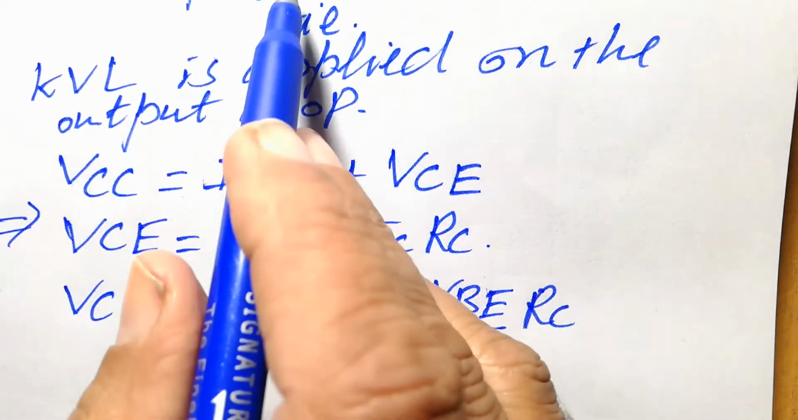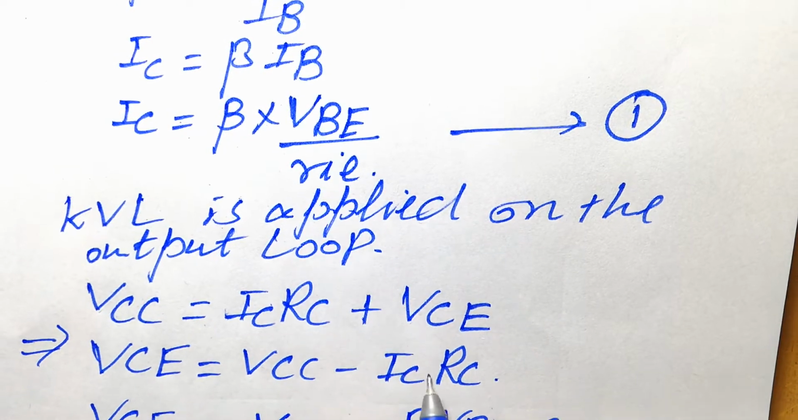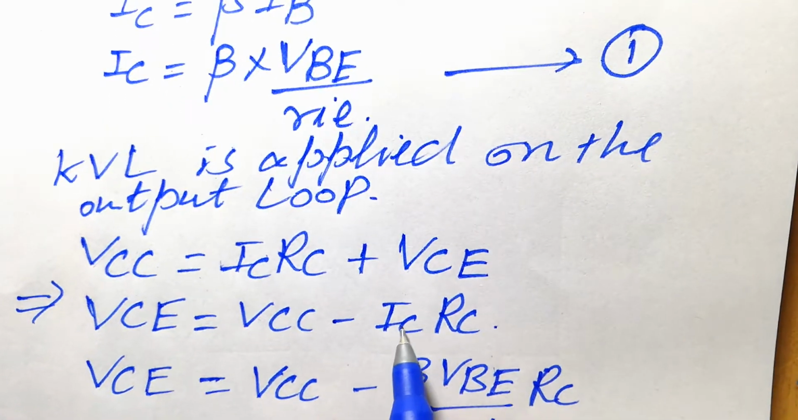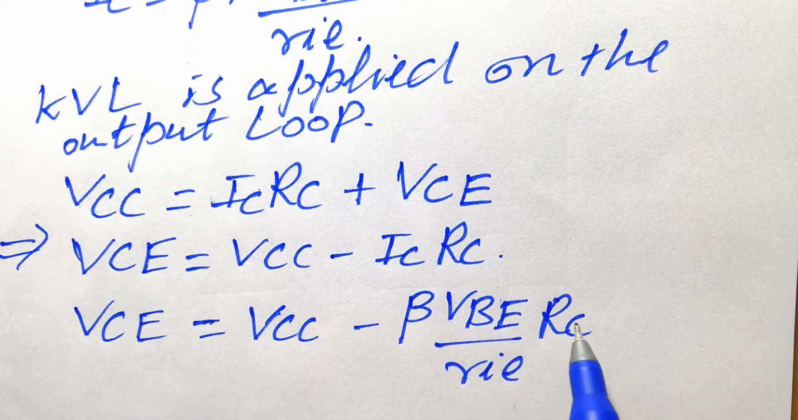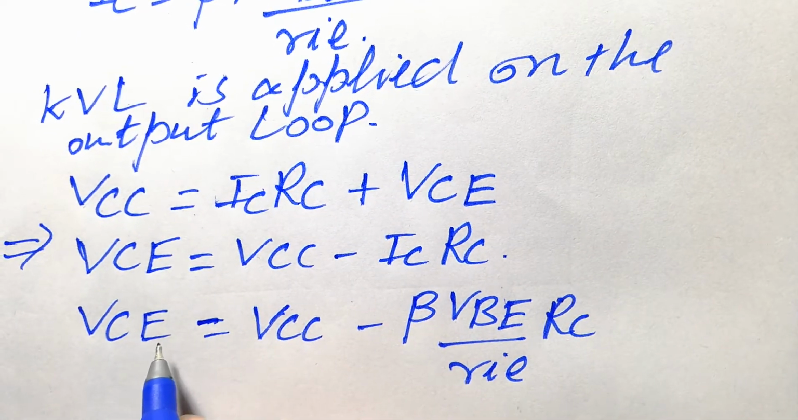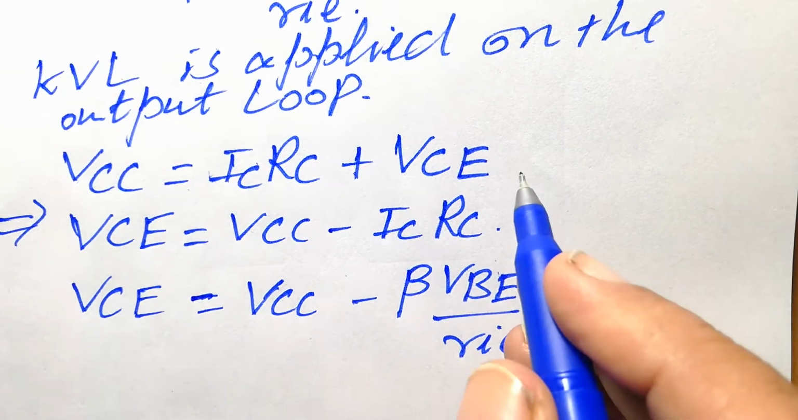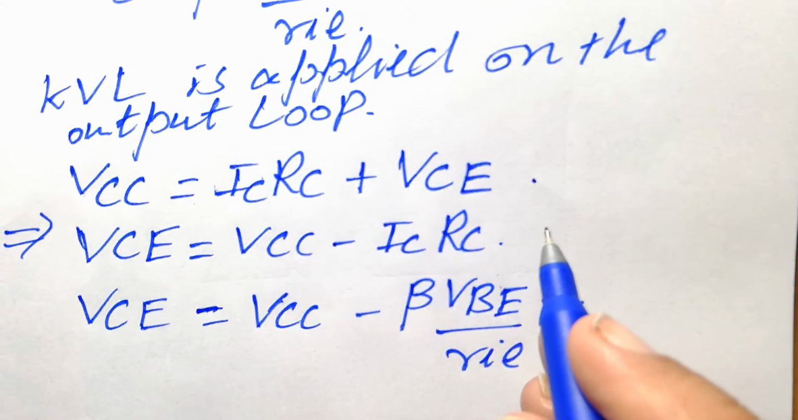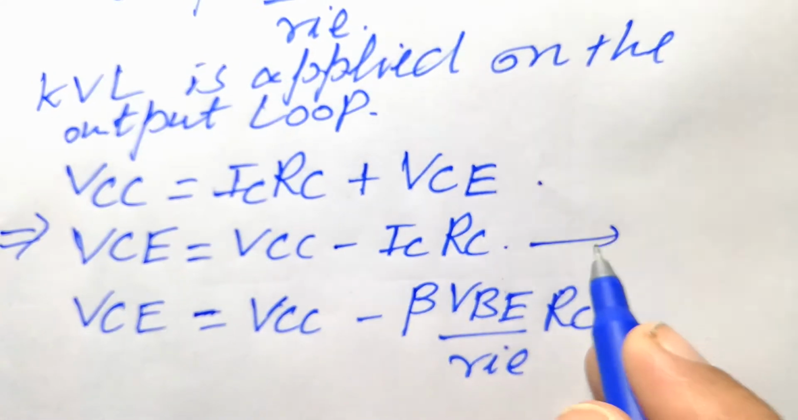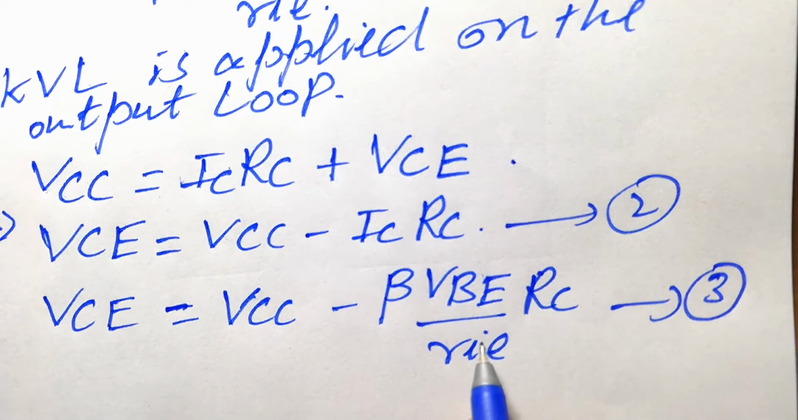Look at again here, students. Insert the value of IC, this value of IC is inserted in that equation: beta VBE divided by RIE into RC. So that is VCE, and it is another equation, students. Let's suppose that is equation number 2, and it's another equation, equation number 3.